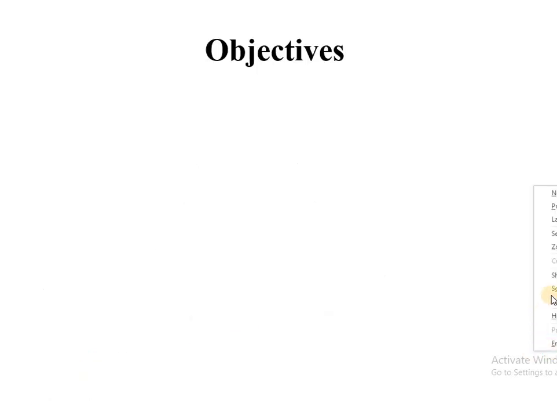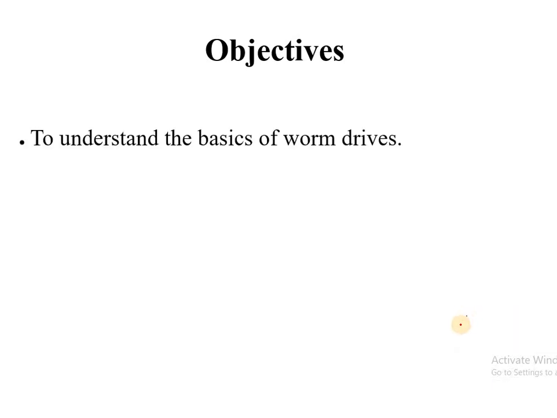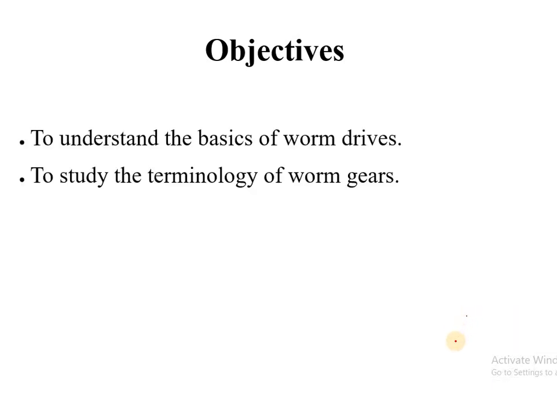So the objective set for this video is to understand the basics of worm drives and to study the terminology of worm gears. Now gears are classified into four basic types: spur, helical, bevel and worm gears. Spur and helical gears are used to transmit power between two parallel shafts. At low speed we prefer spur gears and at high speed we prefer helical gears.